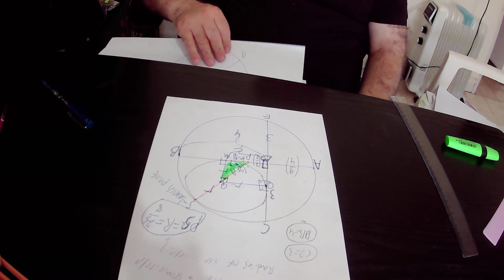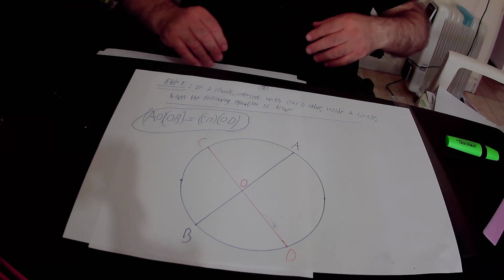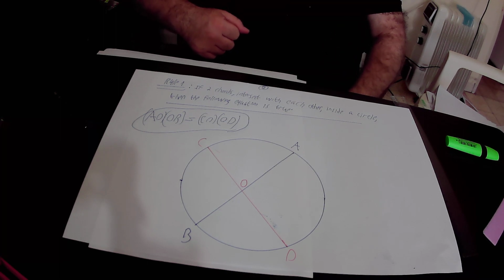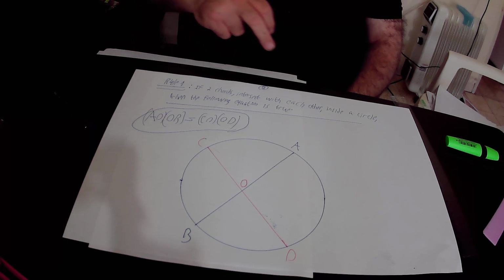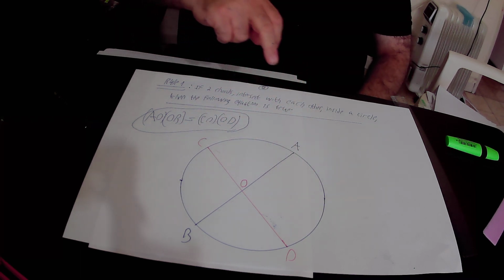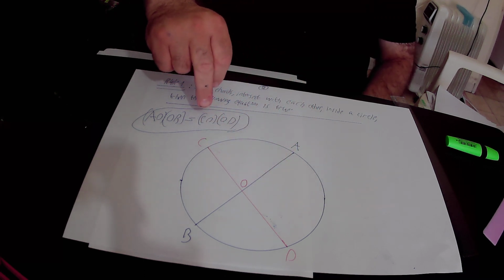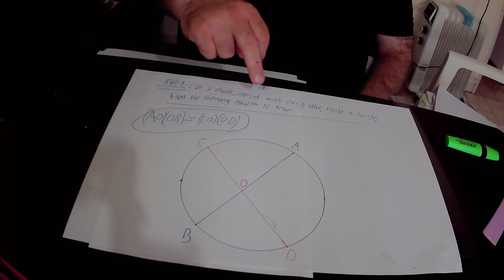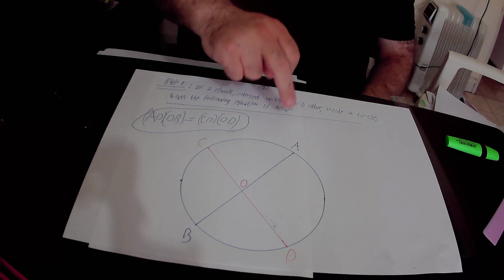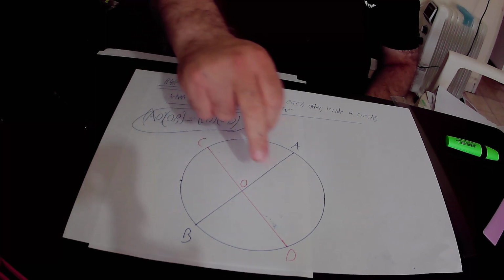Okay, in the next step I presented to you rule number 1. According to rule number 1, if two chords intersect with each other inside the circle, then the following equation is true: AO times OB equals CO times OD. So we have here chord AB that intersects with chord CD, the red chord, at point O. Point O is the intersection point of chord AB with chord CD. Therefore, according to rule number 1, we get that AO times OB equals CO times OD.